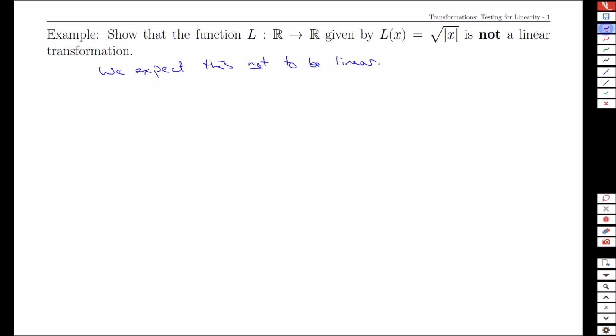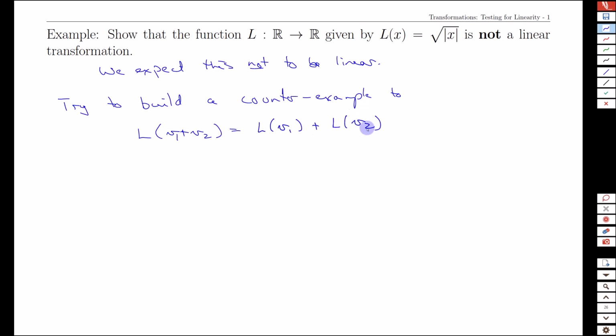All right. So we're going to try to build a counterexample to, let's do this sum first. So L of v1 plus v2 equals L of v1 plus L of v2. Right. So e.g., let's let v1 be something nice to square. Let's say 4, and let's make v2 equal 9.